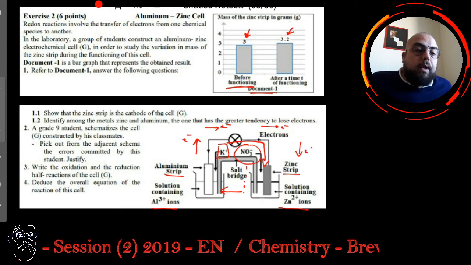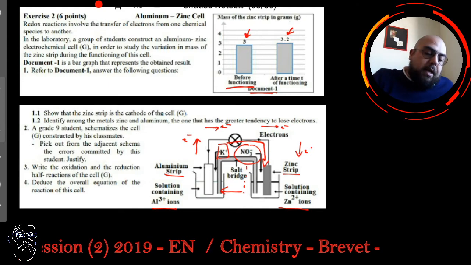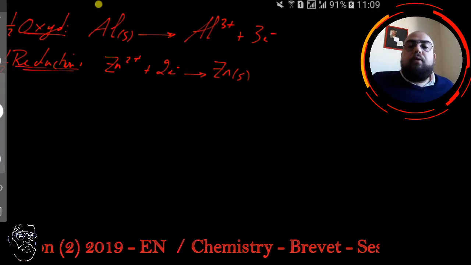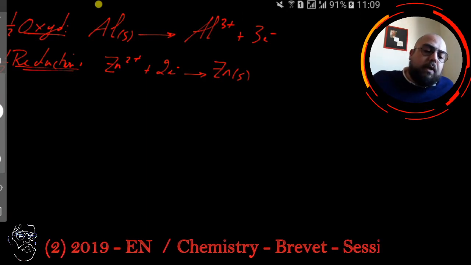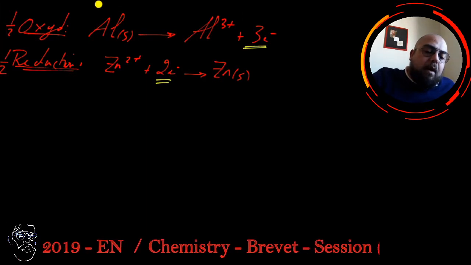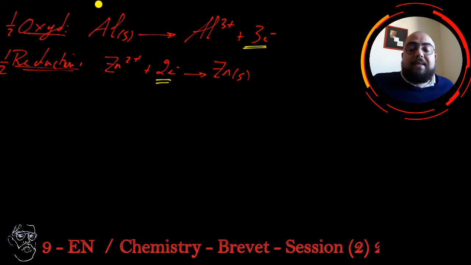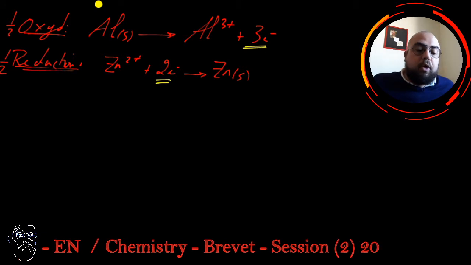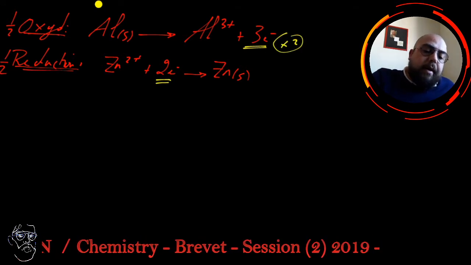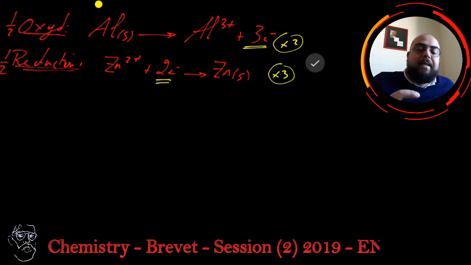Deduce the overall equation of the reaction of this cell. Now, I'm interested in finding the overall reaction. You have to pay attention. You should have the same number of electrons in your half equations. We have 3 and 2, they are not equal. That's why I need to multiply the first equation by 2, and the second equation by 3, in order to have 6 electrons.